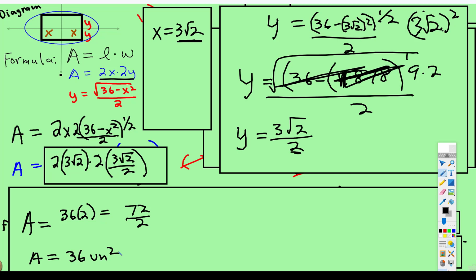Ta-da! We got through it. That's it for the geometry, the maximizing a rectangle inscribed into an ellipse.